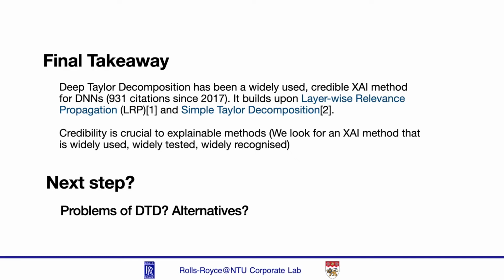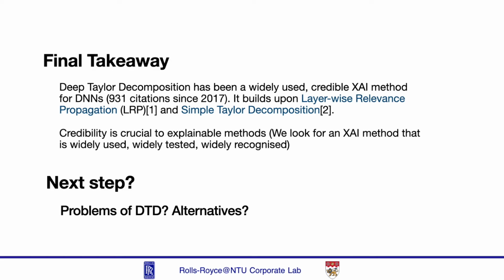So here's the final takeaway. This is what I have learned while I was exploring this technique. Deep Taylor has been a widely used method since it was published in 2017. There are over 900 citations, and a lot of applications use this technique to explain their model. I think it builds on layer-wise relevance propagation and simple Taylor expansion, which are even more cited and tested. And this builds up the credibility of this method. I think the credibility is very important.